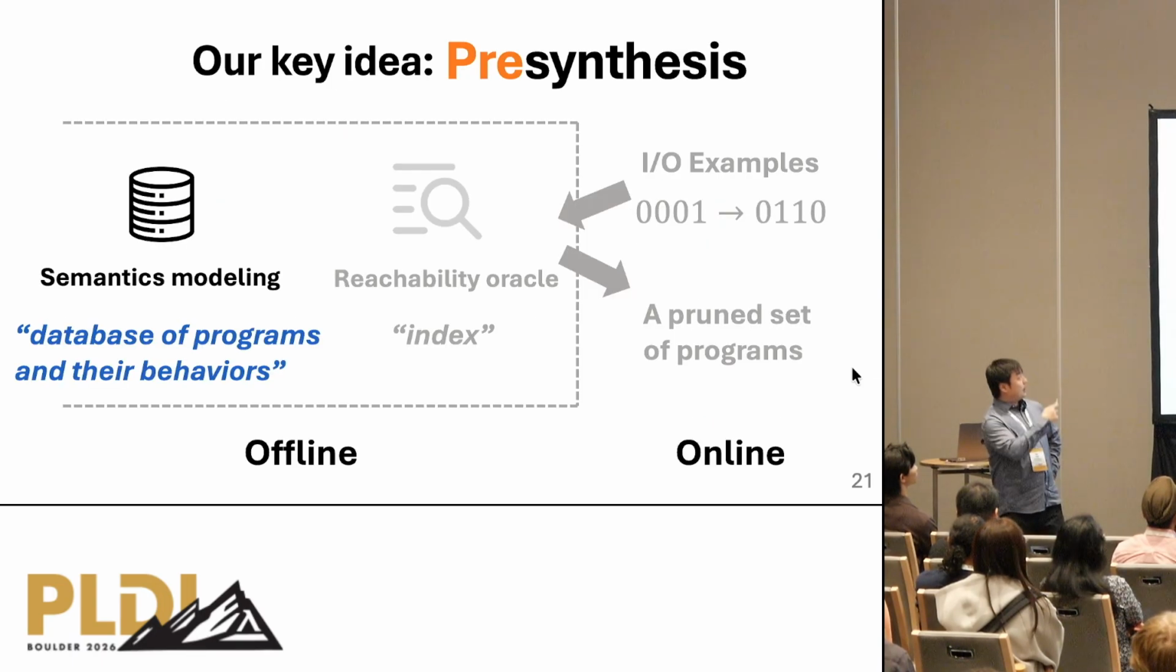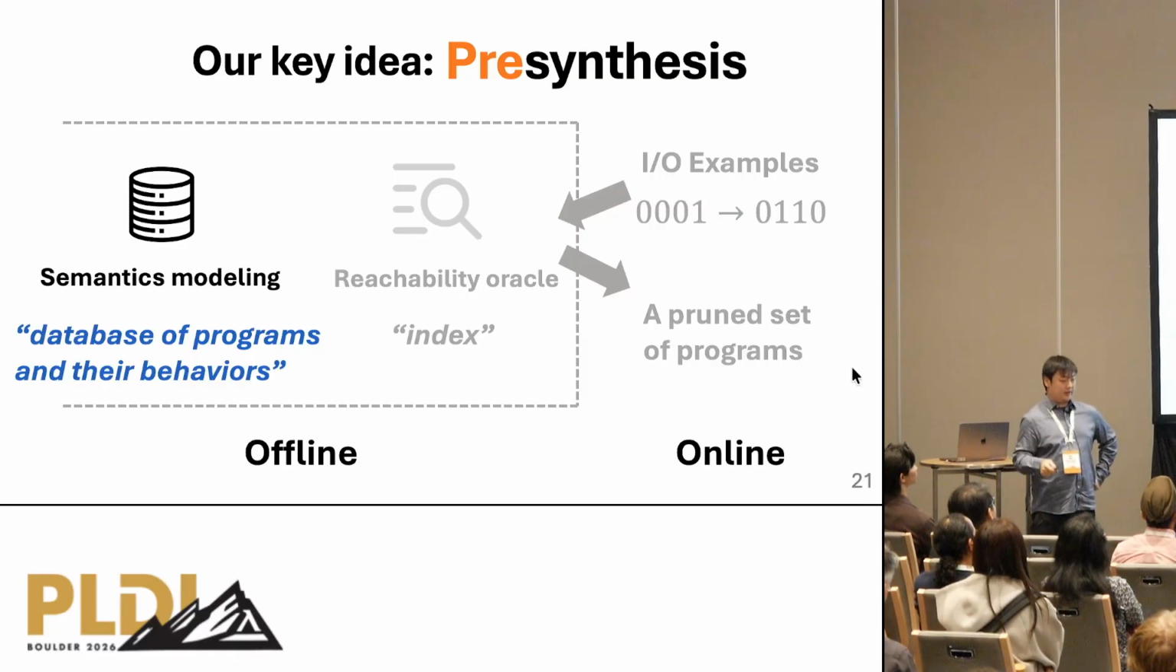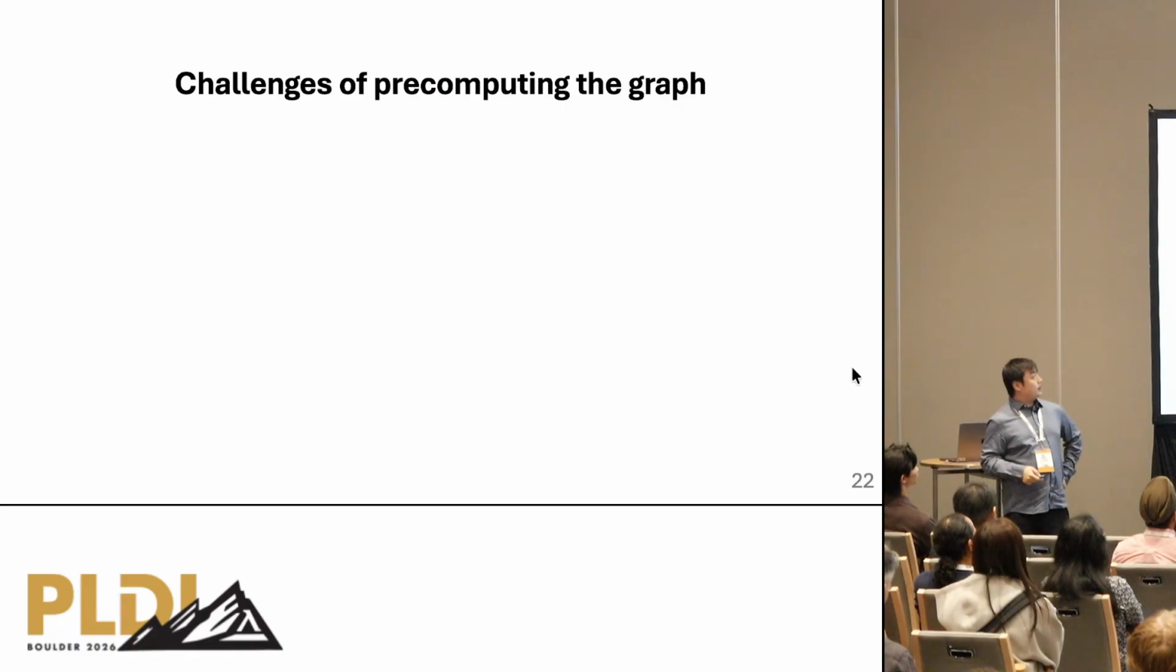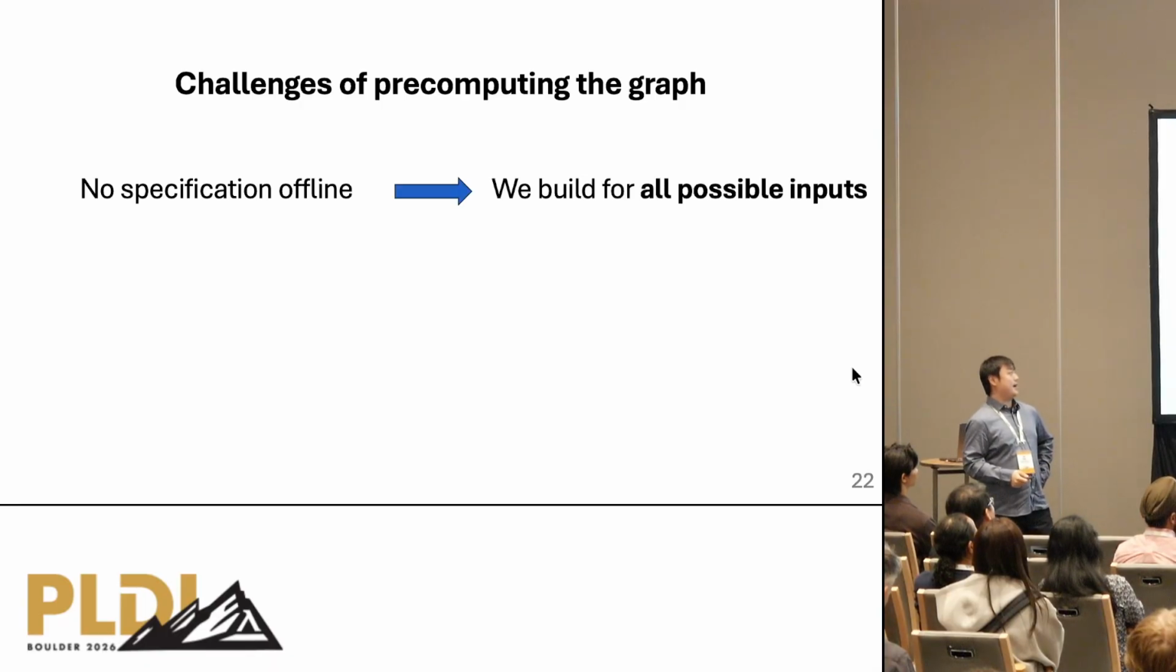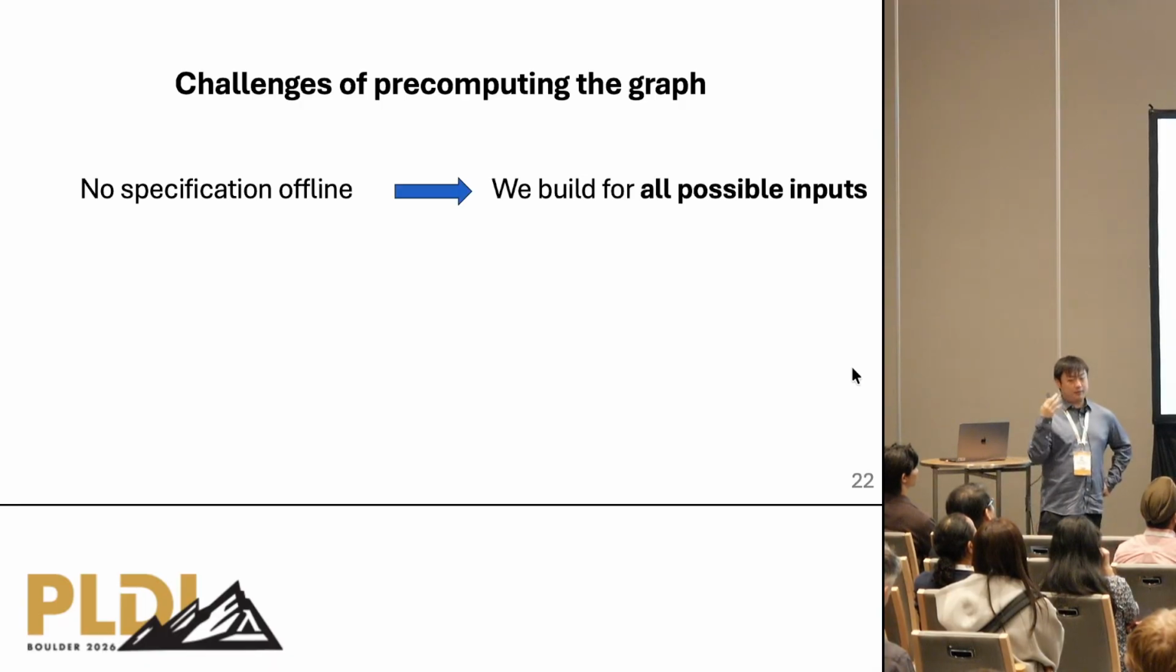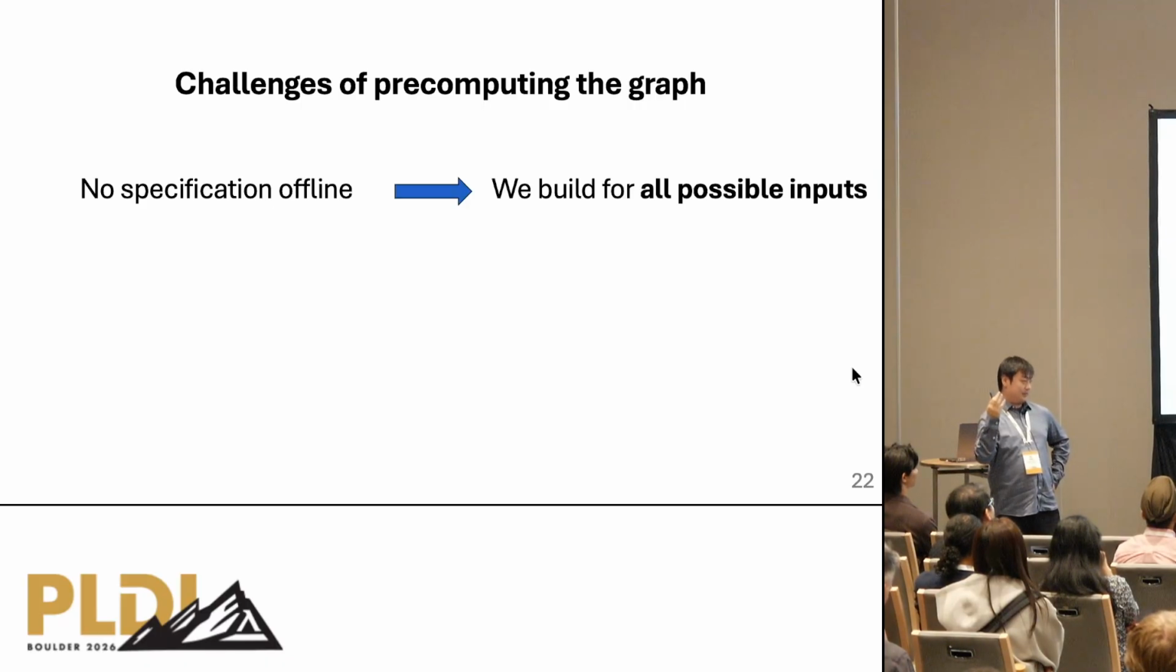Let me show you our first component, semantics modeling. It's a database of programs and their behaviors. The idea is to pre-compute the graph I showed in the previous slides. There are some challenges, of course. For example, you don't know any input-output examples, so what can you build for? Our idea is that we build for all possible inputs, so that whatever your online task is, I can always get something from our offline-built structure.